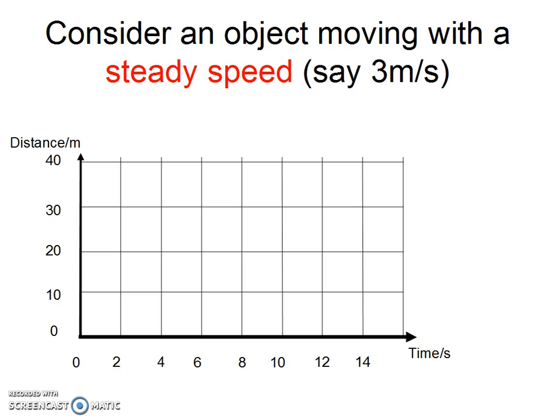Okay, so now let's talk about an object moving at a steady speed. It's not slowing down, it's not speeding up, it's staying the same speed. So for example, you're driving and your parents have it on cruise control. Say they're going 60 miles per hour. That would be an example of a steady speed. But the example we're going to look at in this graph, let's say that the object is going 3 meters per second.